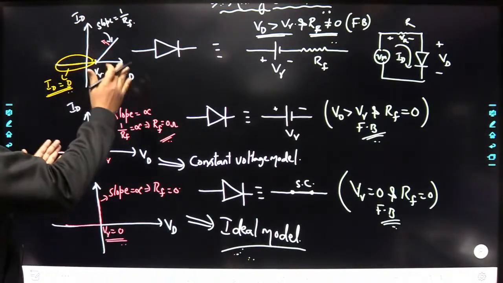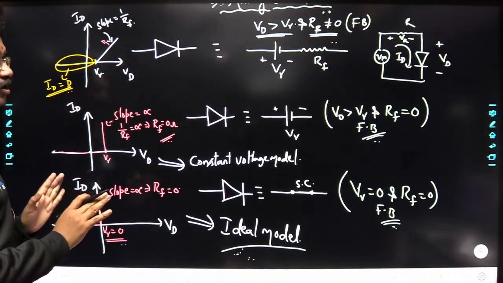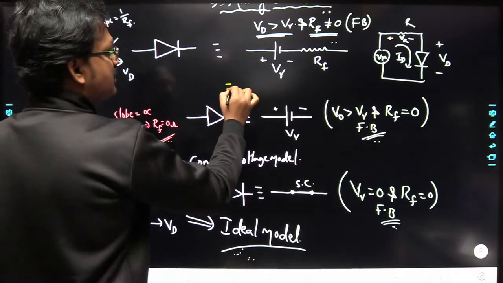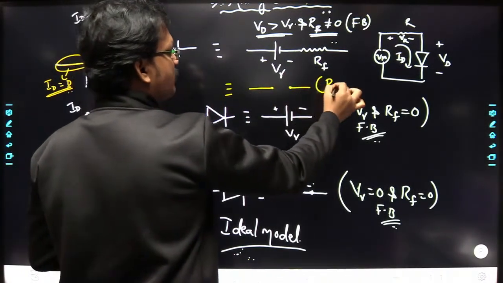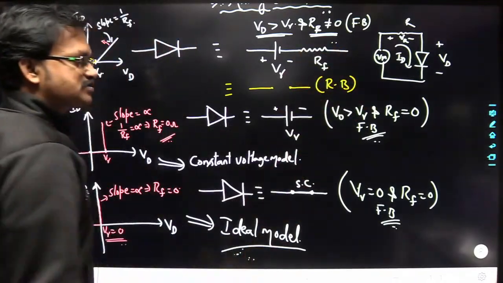That means there is no current flowing through the diode. So in this case, you can replace it with an open circuit. Here the diode is operating in reverse bias.